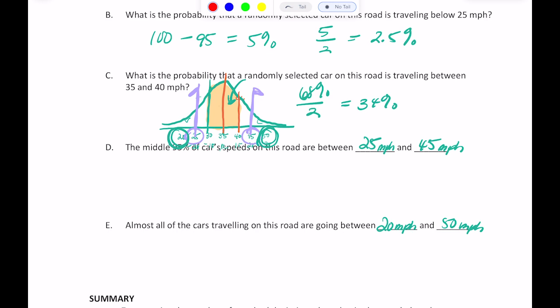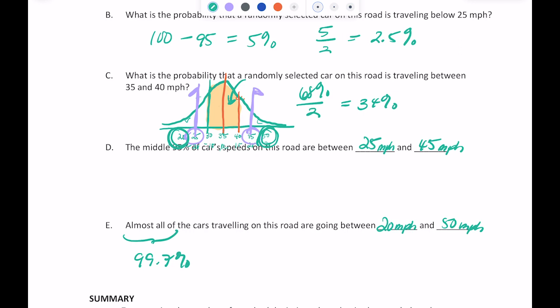In this book, we say anything above 2 standard deviations is rare. So the probability that someone is driving more than 45 miles per hour on that road would be rare. And the probability that someone is traveling less than 25 miles per hour would be rare. If you think about it, anybody going above 50 or below 20 would be extremely rare. So mostly everybody, 99.7%, are traveling between 20 miles per hour and 50 miles per hour. The reason we can't say 100% is because, remember, the whole curve represents 100%.